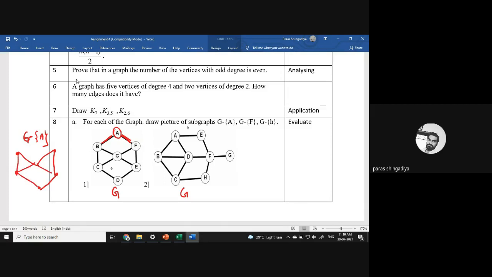So this graph is known as the G minus A graph, and that is a subgraph of the main graph. Similarly, in the next case, you find the G minus F graph. Consider again the main graph, not the resultant graph of G minus A. Consider the main graph again, and then delete F from it.